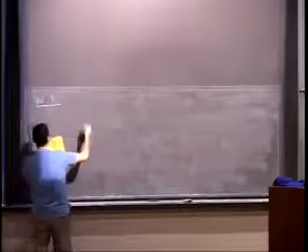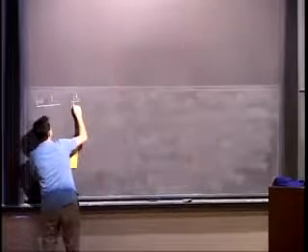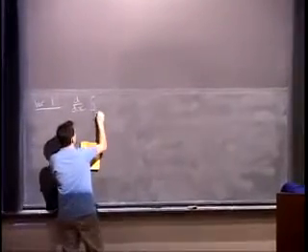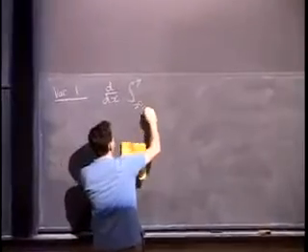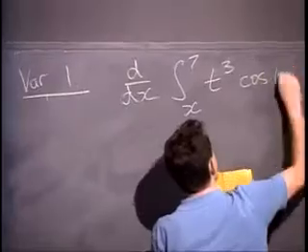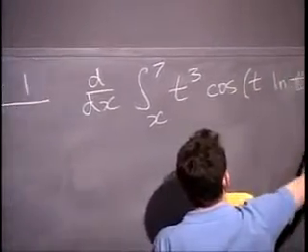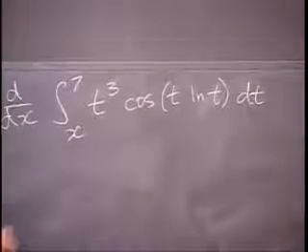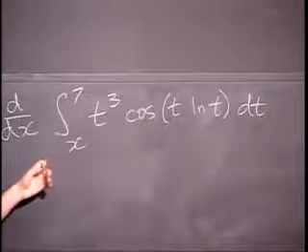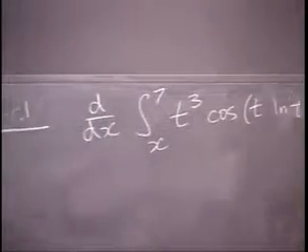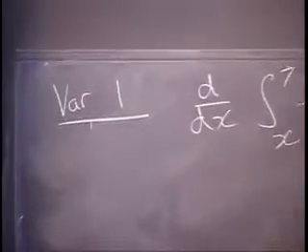Okay, let's look at variation 1. So the simplest change I can think of is where the variable is on the bottom of the integral, which is the left-hand endpoint, or left-hand limit of integration. For example, suppose I go from x to 7 of t cubed cosine t log t dt. Well, I guess here x had better be positive, by the way. I'm not paying too much attention to this, but I can hardly take the logarithm if it's not positive. So anyway, not worrying about that.